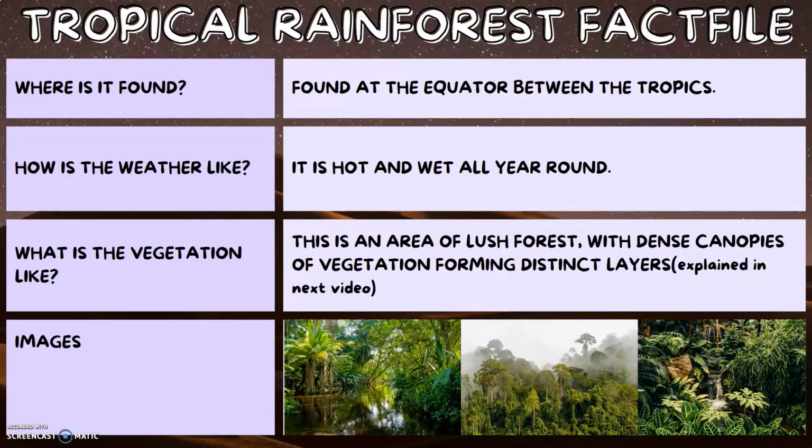Tropical rainforests. These are found at the equator between the tropics of Capricorn and Cancer. It is hot and wet all year round, and there is an area of lush forest with dense canopies of vegetation forming distinct layers, making up the most of the tropical rainforest.